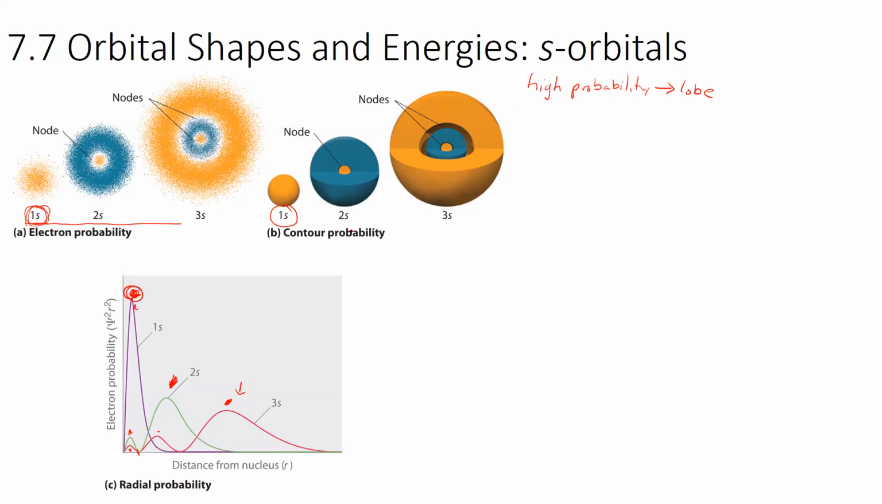Okay. But you'll also notice there are areas of 0 probability. So for the 1s, you don't really see any of these. But right here, if you will, I'll try to draw a line up there. And right here for the 3s, those are areas that we call nodes. Okay. And the node is an area of 0 probability of finding an electron.